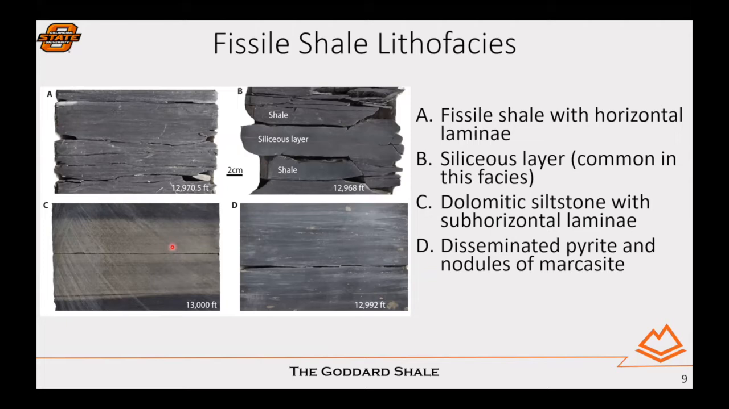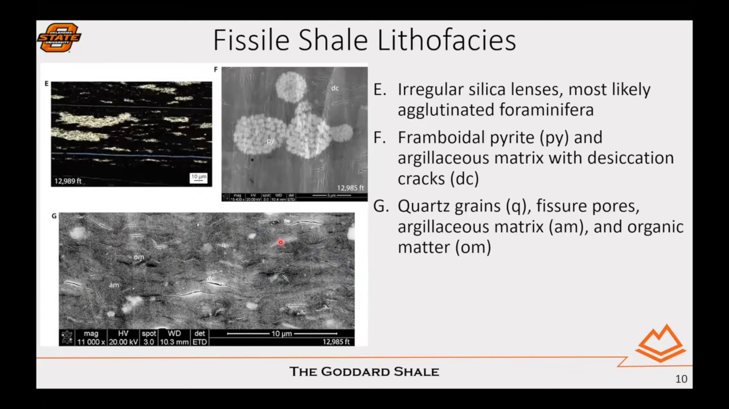Figure C is a core photo that is showing dolomitic siltstone with subhorizontal laminae in the unit. And then figure D is another core photo that is showing the abundant disseminated pyrite and marcasite that's in this formation. Okay. Now, figure E is a thin section photomicrograph that is showing irregular silica lenses that I think are agglutinated forams.